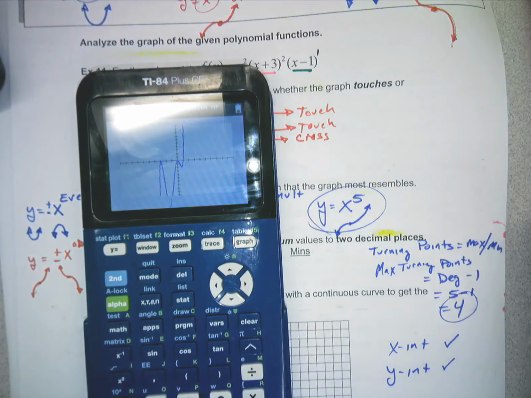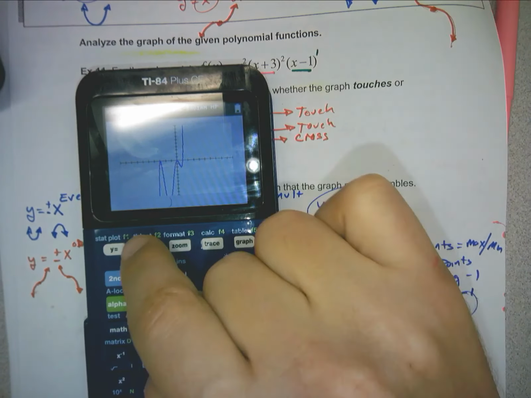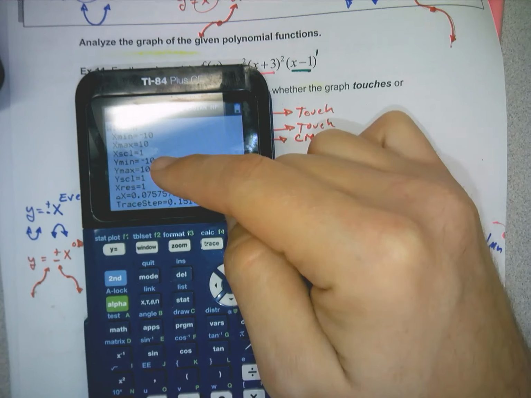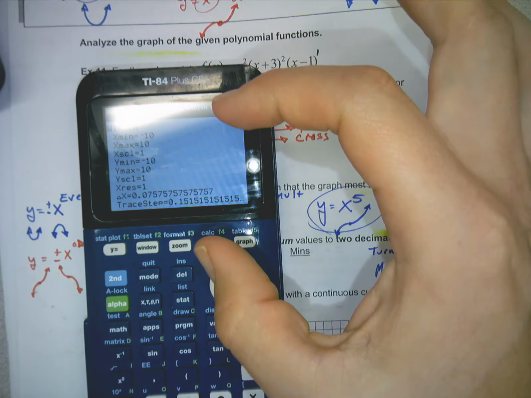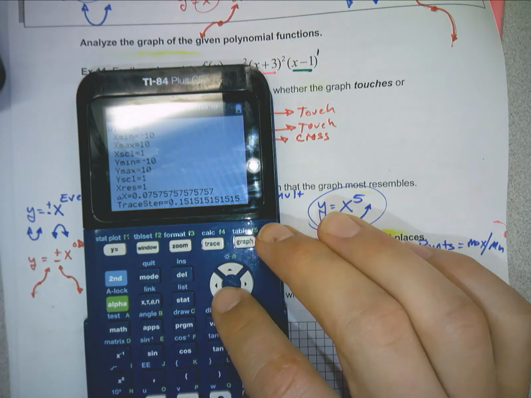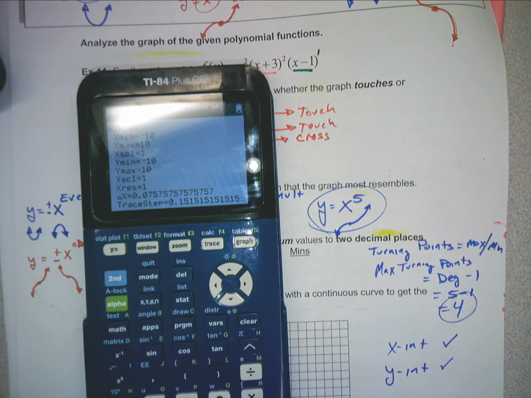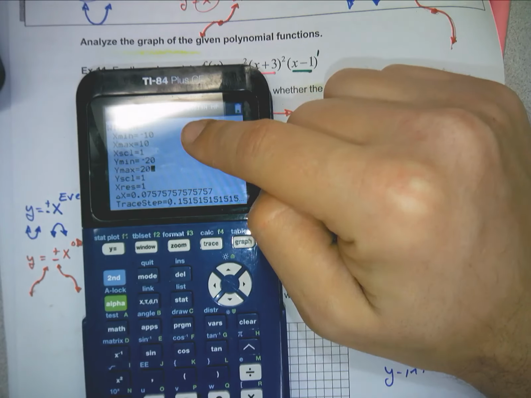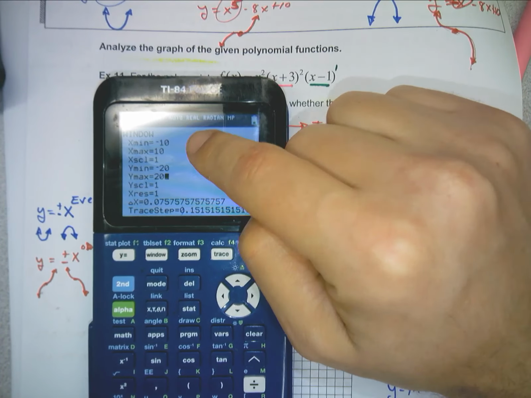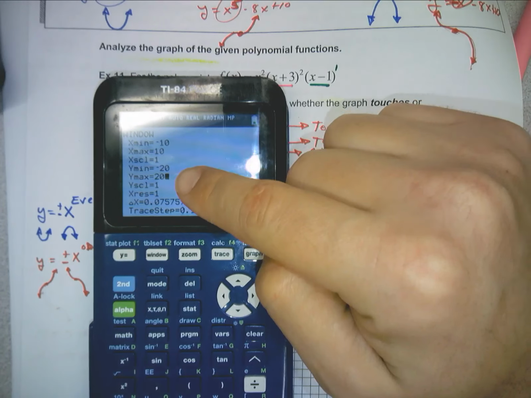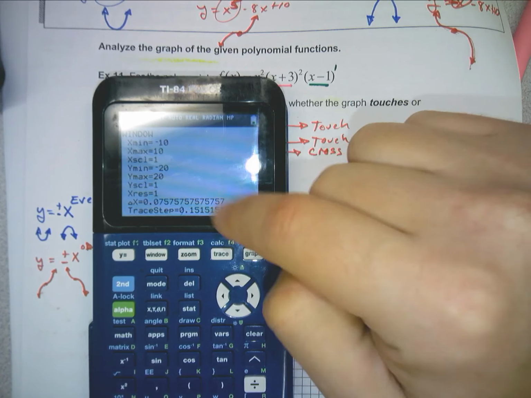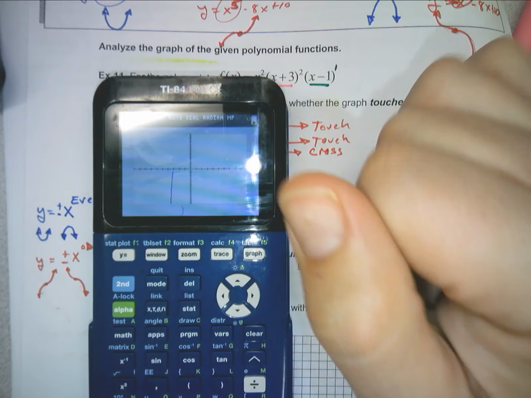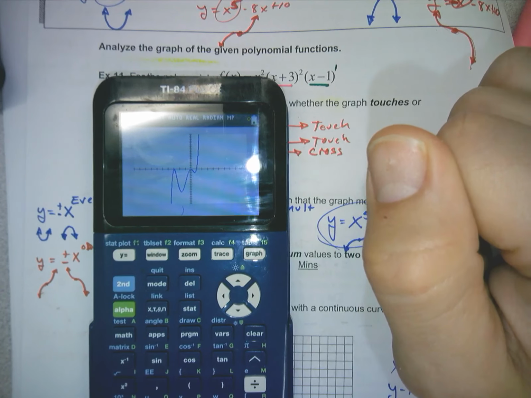Okay, now before we did a lot of zooms, I don't want to do that for this lesson. I'm going to go to window. Okay, and I need to go to my Y min and Y max and make it bigger. Usually I count by 10, so I'm going to try negative 20 and 20. You never need to change your x's. Negative 10 and 10 is fine. It's the y's that you need to change. So negative 20 and 20, I press graph, and now I should see my entire graph.